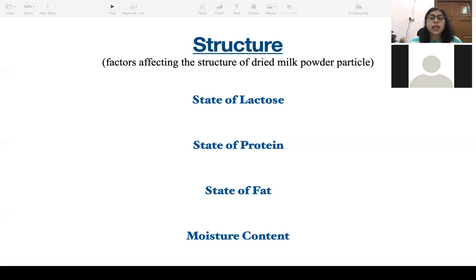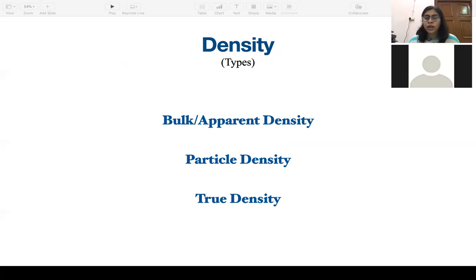As a thumb rule, we have to remember that the moisture content of dried milk should always be less than 5%. In case of whole milk powder, it should be 2 to 3%, and in case of skim milk powder, it should be 3 to 4%. Why so? I have discussed with you. Any confusion on that point? No, ma'am. Okay. So now we go to the next slide.